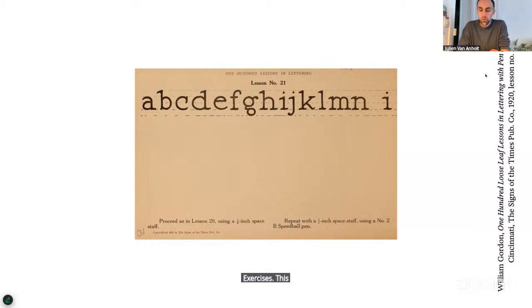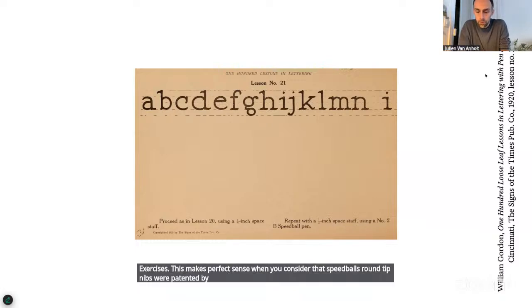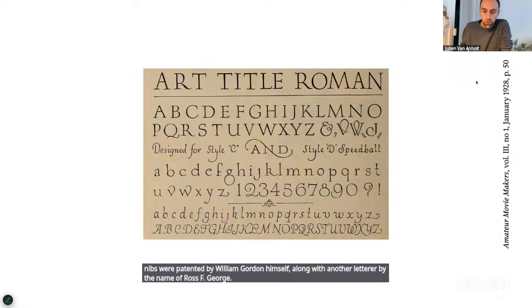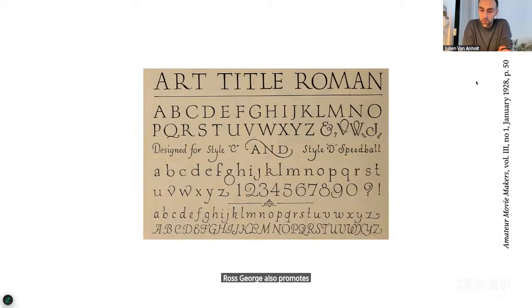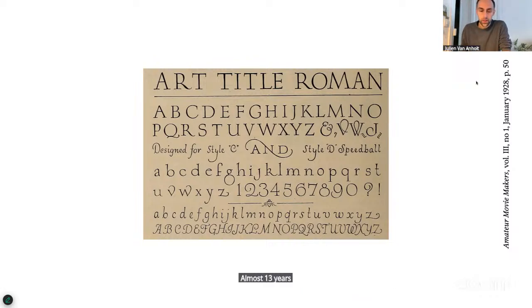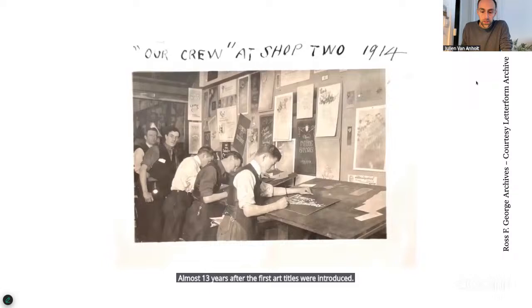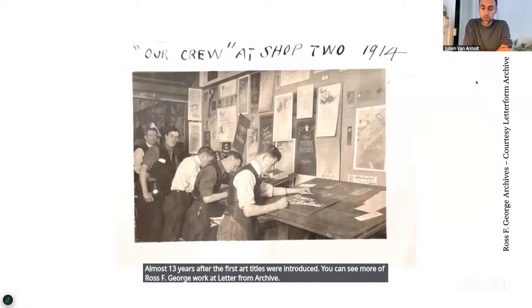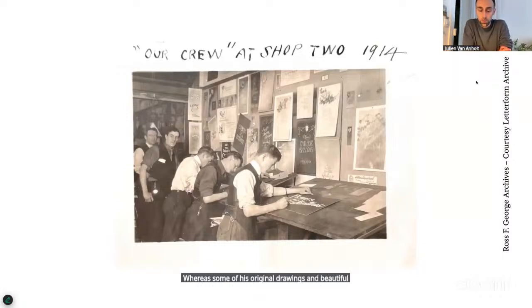This makes perfect sense when you consider that Speedball's round-tipped nibs were patented by William Gordon himself, along with another letterer by the name of Ross F. George. Ross George also promotes the eccentric Roman style. I've even discovered that he wrote an article that features a very similar alphabet in 1928, almost 13 years after the first art titles were introduced. You can see more of Ross F. George's work at Letterform Archive, where some of his original drawings and beautiful pictures like this one are now preserved.